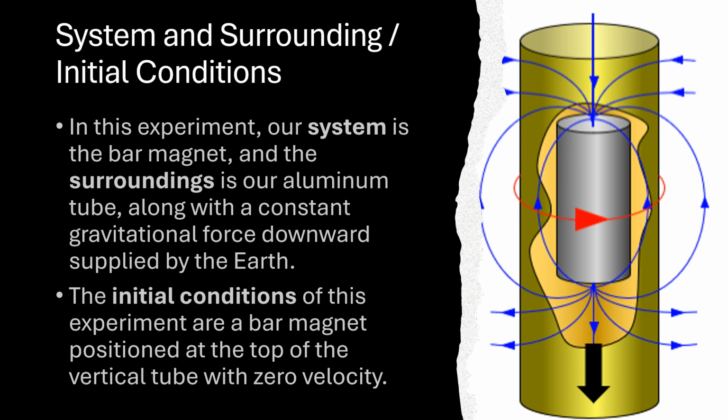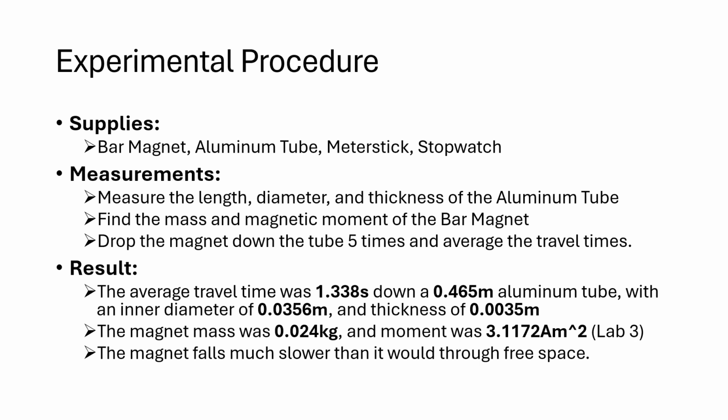In this experiment, our system is the bar magnet, and the surroundings is our aluminum tube, along with a constant gravitational force downward supplied by the Earth. The initial conditions of this experiment are a bar magnet positioned at the top of the vertical tube with zero velocity. For our experiment, you need a bar magnet, an aluminum tube, a meter stick, and a stopwatch.